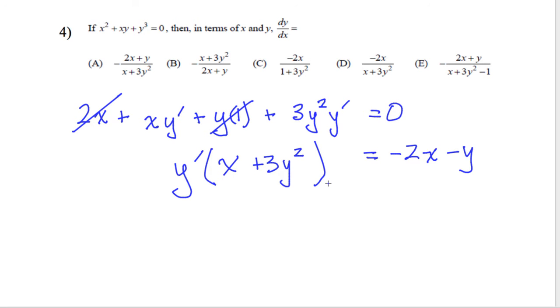Did I go too fast there? I just skipped like 3 steps. Maybe 2. I think I just skipped 2 steps, moving things over and then factoring out the y prime. But we're okay with that? Because you guys are super speedy at your mental math.